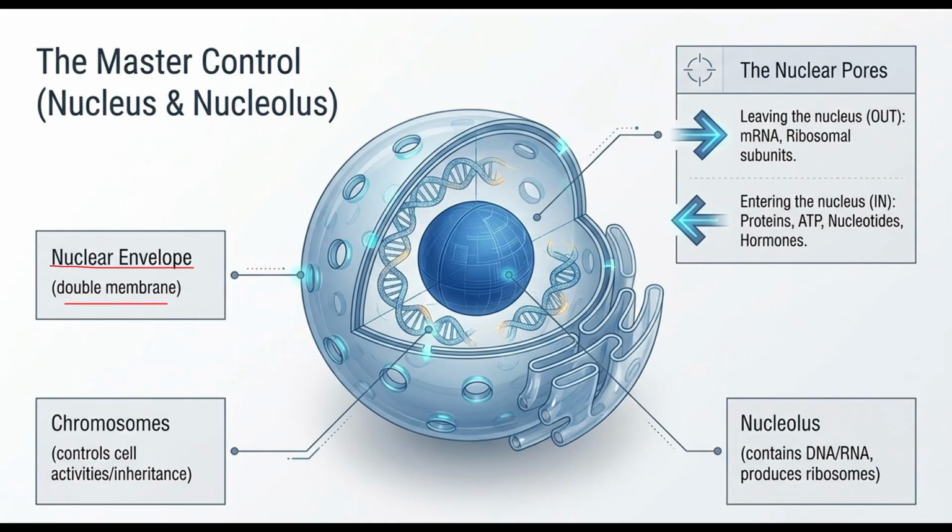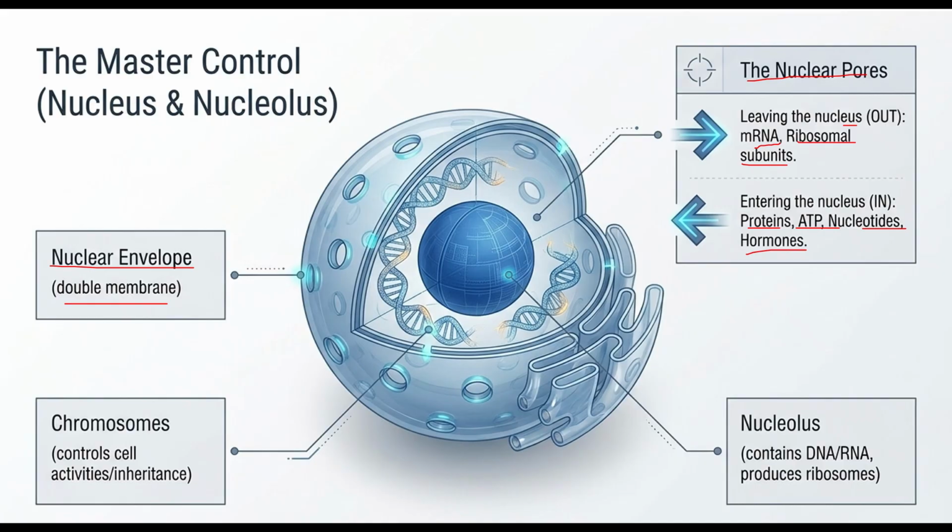Messenger RNA and ribosomal subunits leave the nucleus while proteins, ATP, nucleotides and regulatory molecules enter. So what are the things leaving through the nuclear pores? The messenger RNA, ribosomal subunits. And what all things enter? Proteins, ATP, that is energy, nucleotides and hormones.